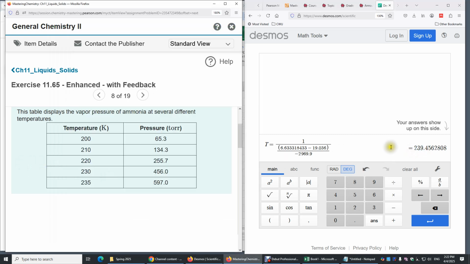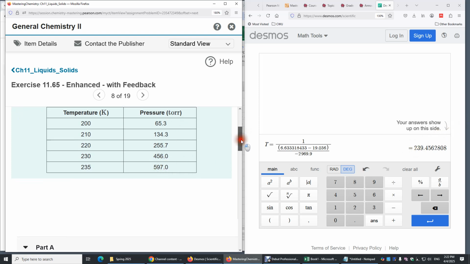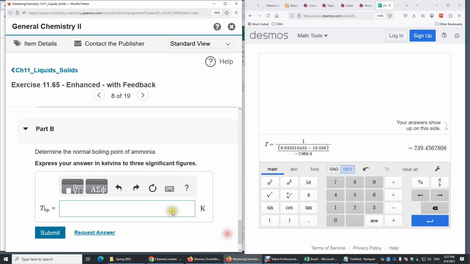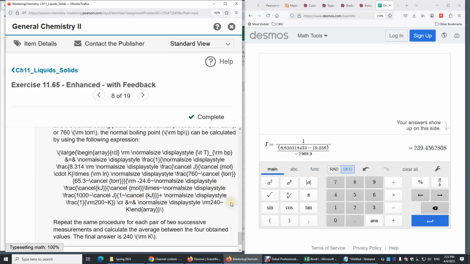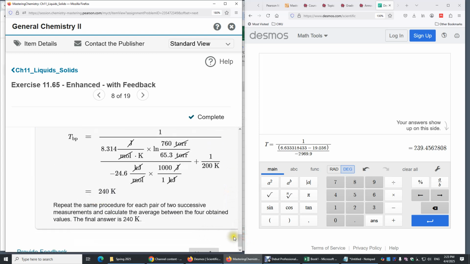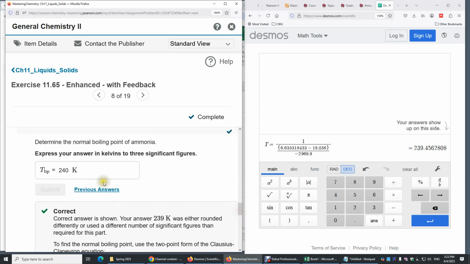Alright, let's double check. 239 is higher than this, and you can see 230, 235, and then 239 will get higher pressure. And when the vapor pressure reaches 760, it's going to boil under normal pressure. Alright, 239. Oh, 240. So I think it's pretty close. We got 239.46.